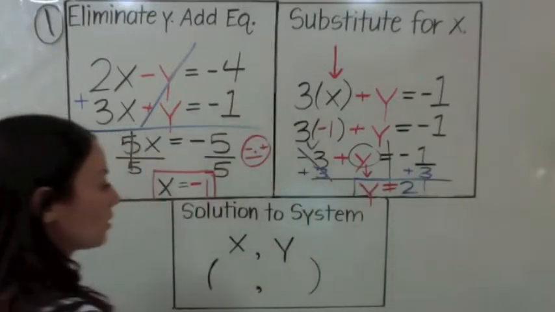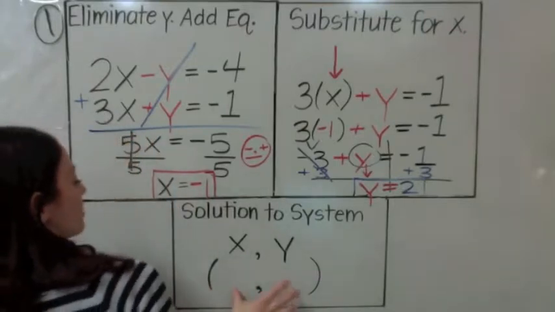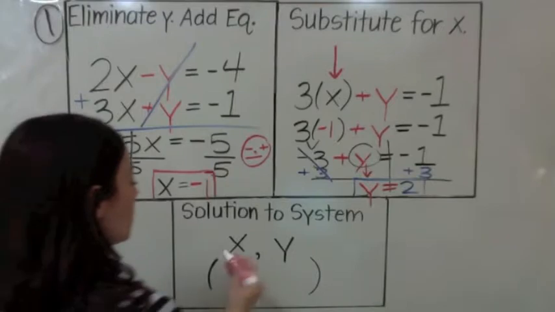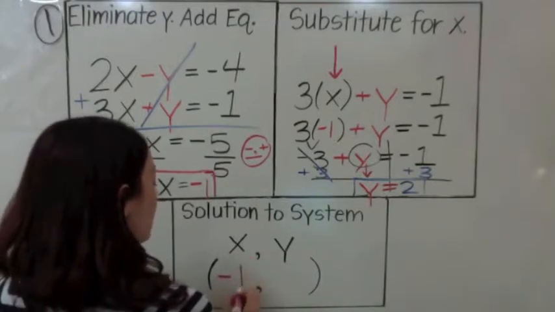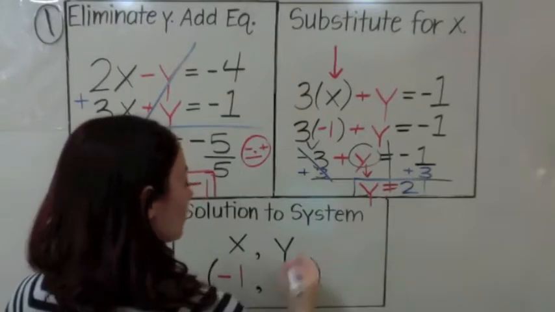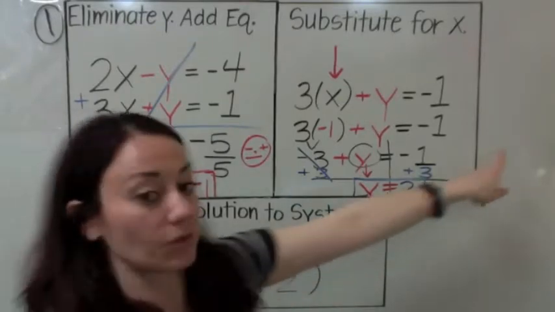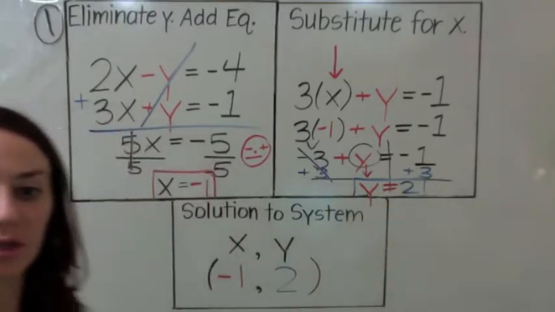So your answer, again, the solution is the point of intersection x comma y. So what is x? X is -1. What is y? Y is, what is it? 2. So that would be the answer. And this box is over here on your notes. Go ahead and get that down.